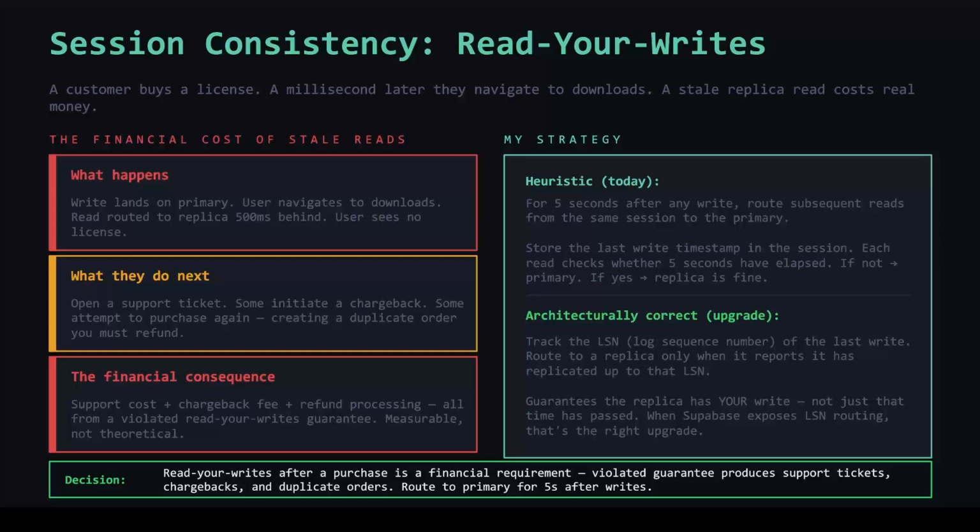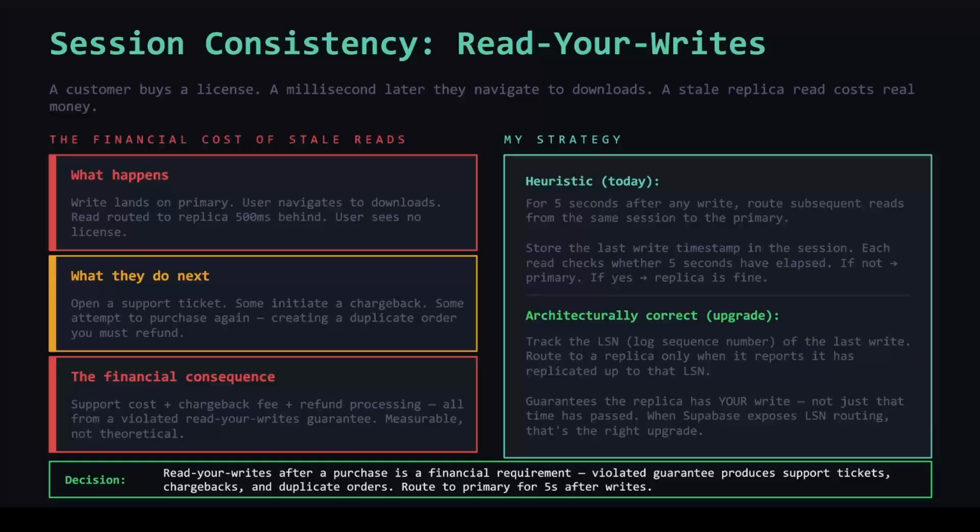They think that the purchase failed. They open a support ticket. Some initiate a chargeback. Some purchase again and create a duplicate order you would have to refund. The financial and support cost of a violated read-your-writes guarantee is measurable.